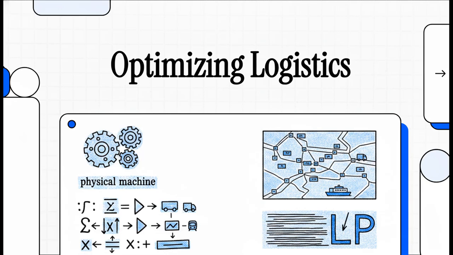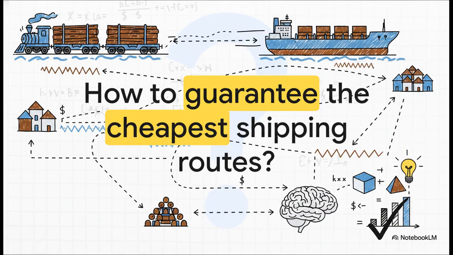Welcome to This Explainer. Today, we're going to look at some R code, but we're absolutely not going to just read it like a textbook. Instead, we're going to treat this code like a physical machine. We're building a mathematical engine right inside R to solve a massive, real-world transportation puzzle. Okay, let's dive into this.